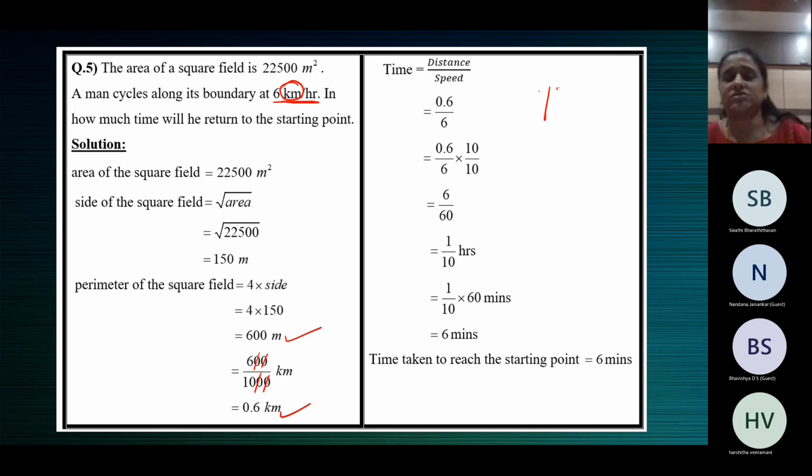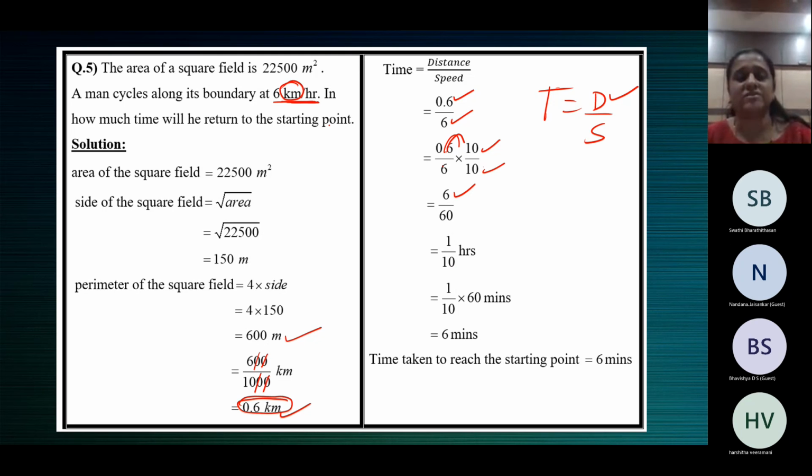Now time is equal to distance by speed. That's the formula. The distance he has cycled is 0.6 kilometers, so 0.6 by the speed, 6 kilometers per hour. To calculate this, we multiply by 10 and divide by 10. 0.6 into 10 is 6, 6 into 10 is 60. So 6 by 60, 1 by 10. Since the speed is in kilometers per hour, the time you get will be in hours: 1/10 of an hour.